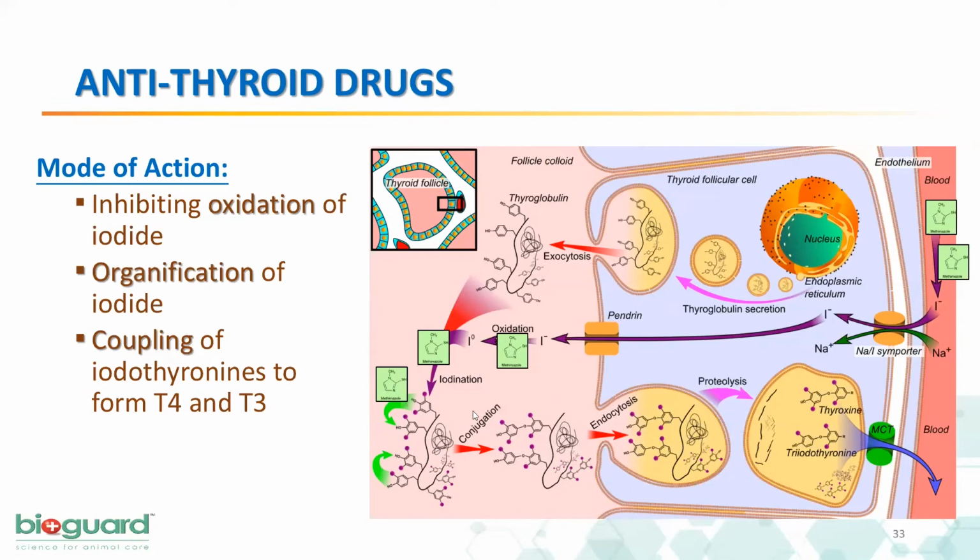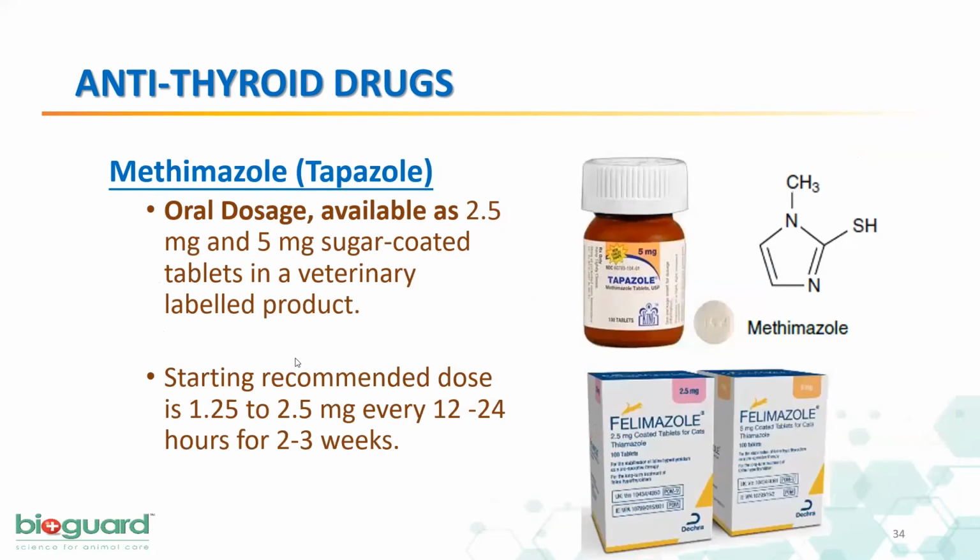So there are three steps where the drugs can interfere in the mechanism of hyperthyroidism or the production of thyroid hormones. Let me give you some of the common drugs which are available in the market. The first drug, which is very easily available in the market, is methimazole, also known as thiamazole. This drug is present as an oral dosage, available in 2.5 mg to 5 mg sugar-coated tablets.